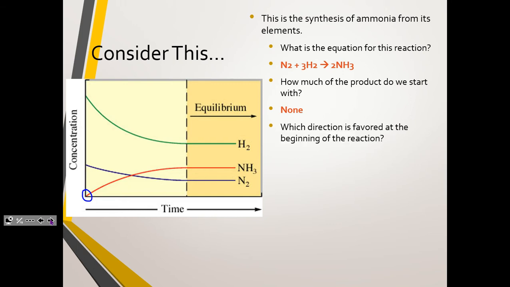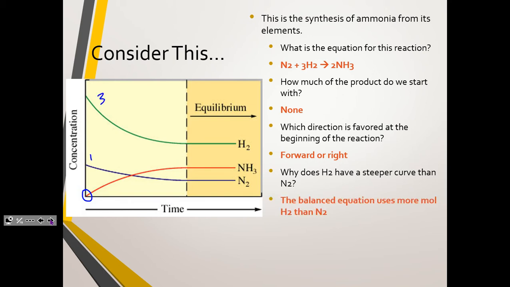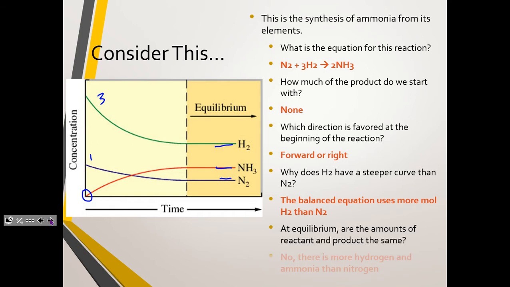Which direction is favored at the beginning of the reaction? Well, if we're starting with 0 products and all of the reactants, the only way that it possibly can go is in the forward, or what we call the right direction. Why does H2 have a steeper curve than N2? Well, if we look at the stoichiometry, it's a 3-to-1 ratio. We use more moles of consumption of H2 than we do N2. At equilibrium, are the amounts of reactant and product the same? And if we look, no, these lines are at different concentrations, but you'll notice that they are constant. There's more hydrogen than there is nitrogen.